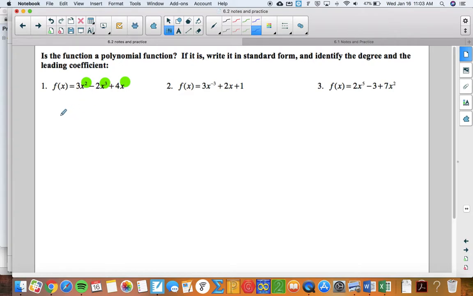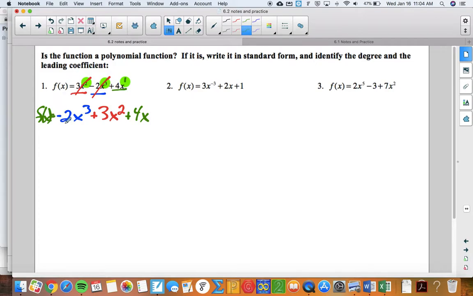Now we need to put it in standard form. So that means the term with the highest power has to go first. So negative 2x to the third goes first. The next highest degree is to the power of 2, and that's a positive 3x to the power of 2. And then the last term is this 4x to the power of 1. You don't need to write the power of 1, but you need to know it is the power of 1. So that's the function rewritten in standard form.